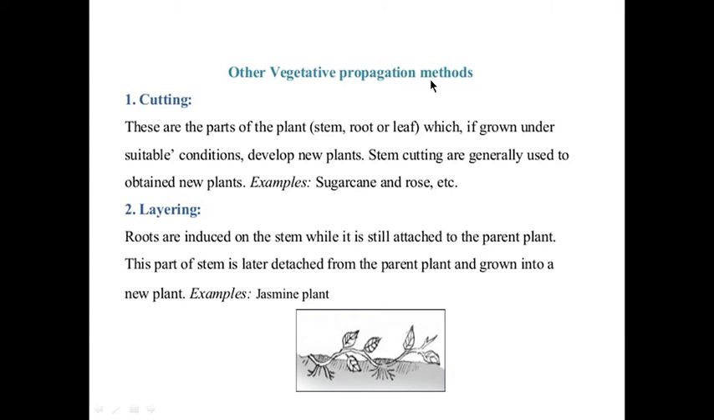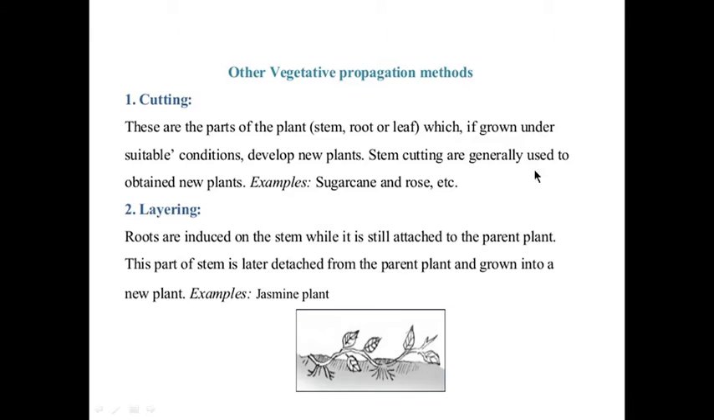After that, other methods of vegetative propagation are there. Apart from the asexual method, there is cutting. These are parts of the plant: stem, root or leaf. Sometimes leaf is used, sometimes roots are used. In some plants stems are used, and these portions are cut from the main plant and grown under suitable conditions, and that will develop into a new plant.